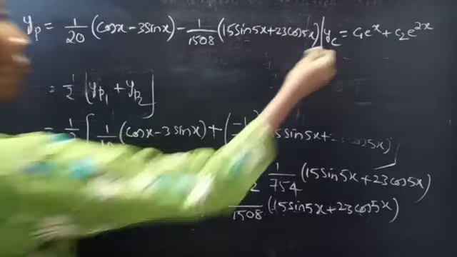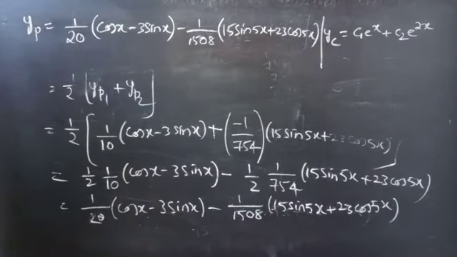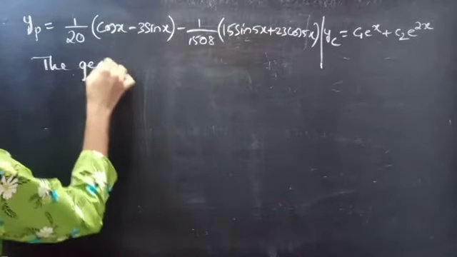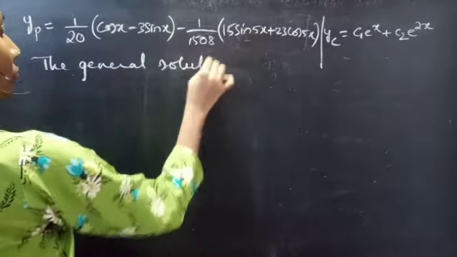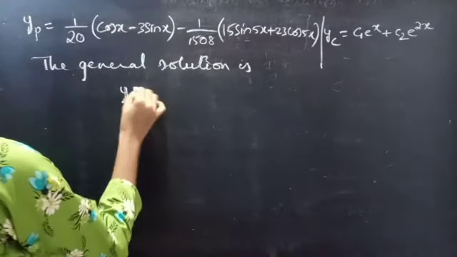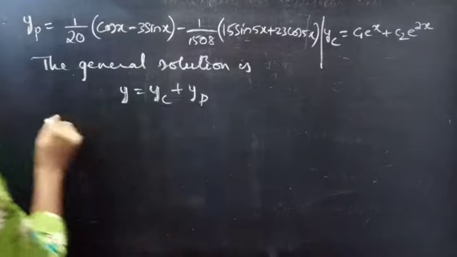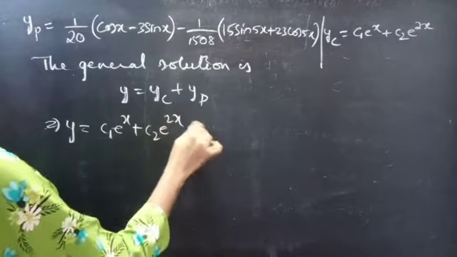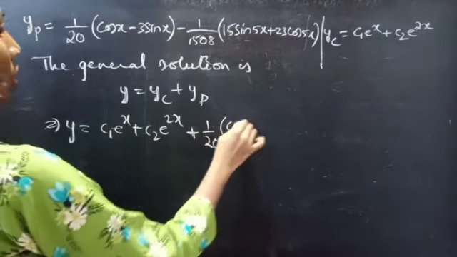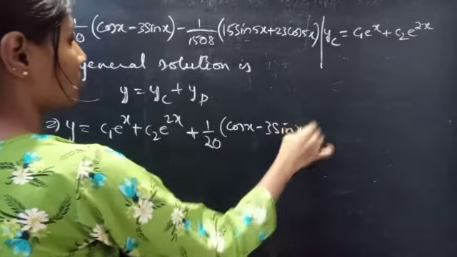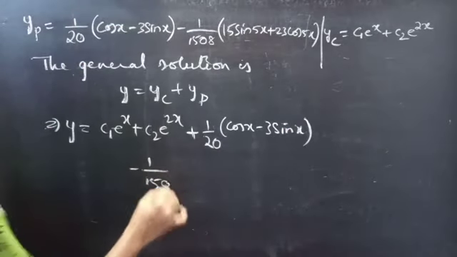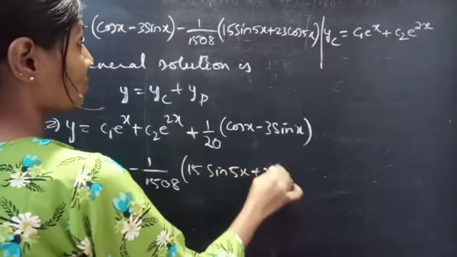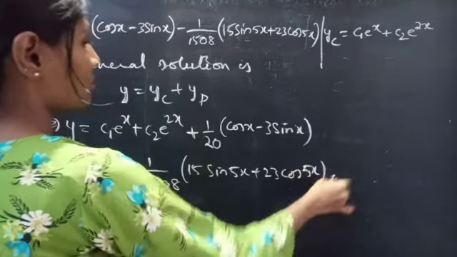Now we can write the general solution. The general solution is given by y equals yc plus yp. Then y equals, for yc we have c1 e power x plus c2 e power 2x, plus yp, 1 by 20 into cos x minus 3 sin x minus 1 by 1508 into 15 sin 5x plus 23 cos 5x. This completes the problem.